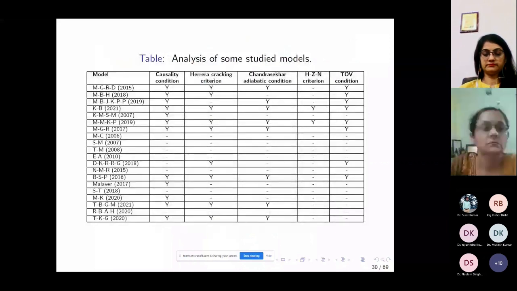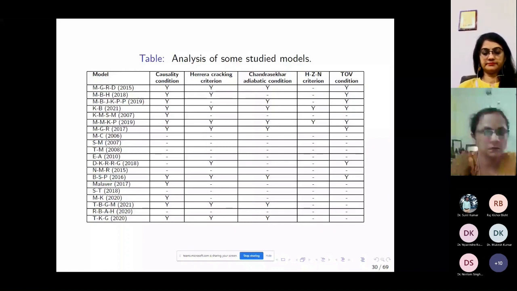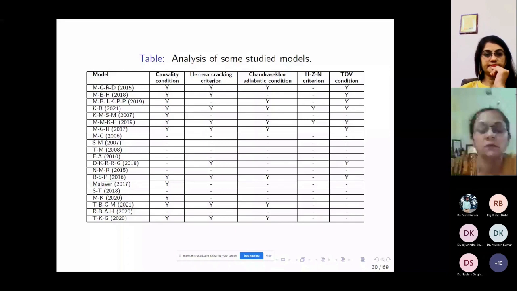So here we have some models that follow these stability criteria. The MGRD model, which is established in the M50 model, satisfies the causality condition as well as the Herrera cracking criteria, the Chandrasekhar adiabatic conditions, the HZN criteria and the TOV conditions.